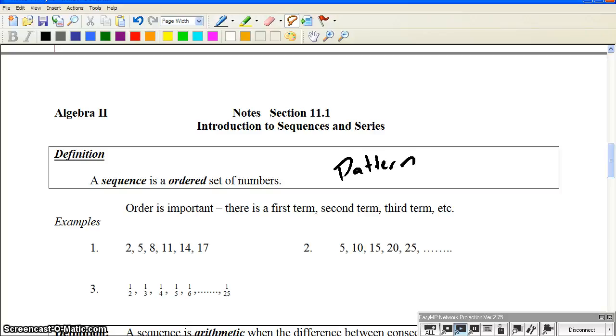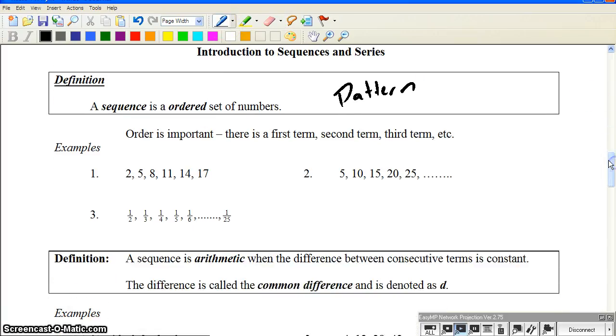Okay, from your notes, you'll notice that there's a definition of a sequence. A sequence is essentially just a number pattern, and there are specific terms of a sequence. For instance, this is an arithmetic sequence. It's an arithmetic sequence because you add 3 each time. Right? Add 3 each time.